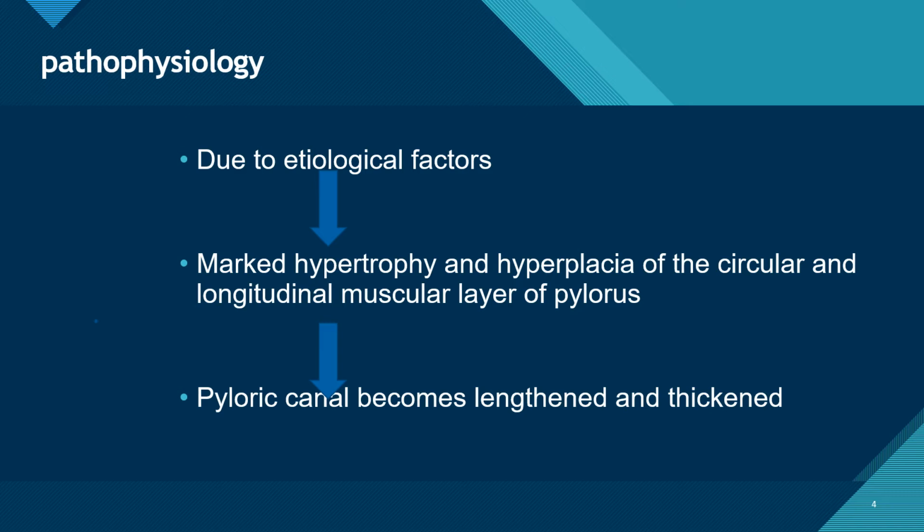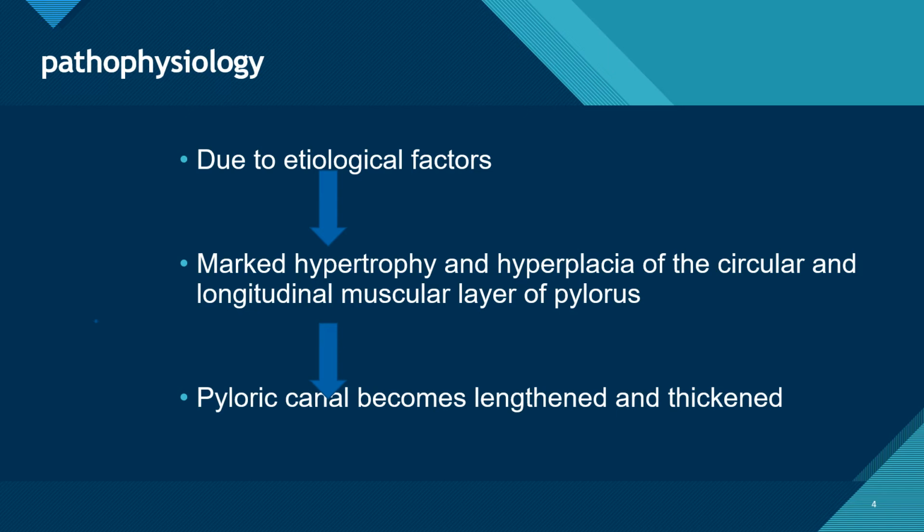So there will be hypertrophy and hyperplasia. Hypertrophy means the size of the cells of the pylorus will increase, and there will be an increase in the number of cells in the pylorus.